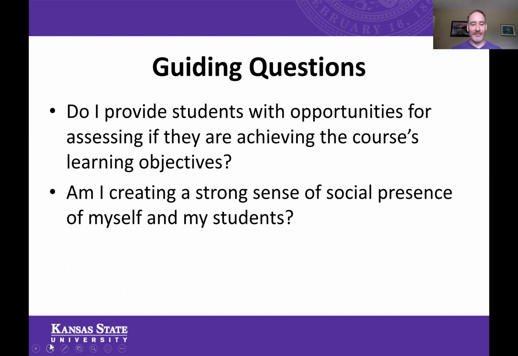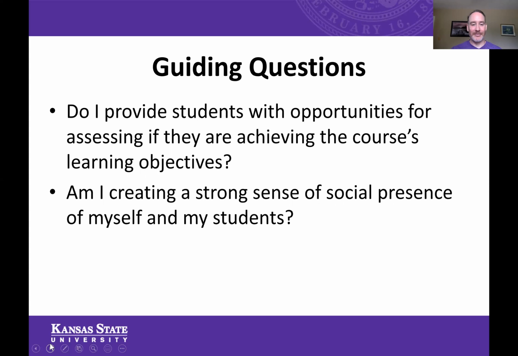Just a couple more guiding questions before we dive into those examples. Are you providing students with opportunities for assessing if they're achieving the course's learning objectives? This gets into a discussion of universal design for learning as well. Are the opportunities you're providing for assessment a range of possibilities so that they can show where they're strong, and show you different kinds of evidence of what they're learning over time?